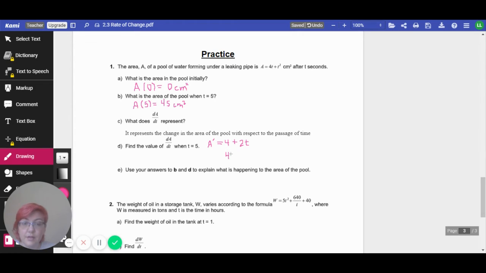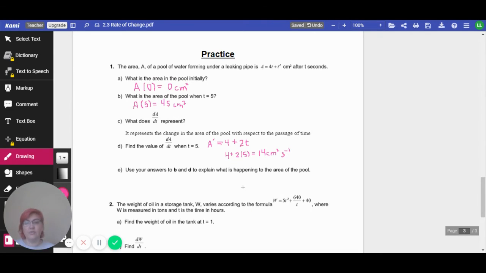4 plus 2 times 5 equals, well, that's 4 plus 10, and that is 14 centimeters squared per second.